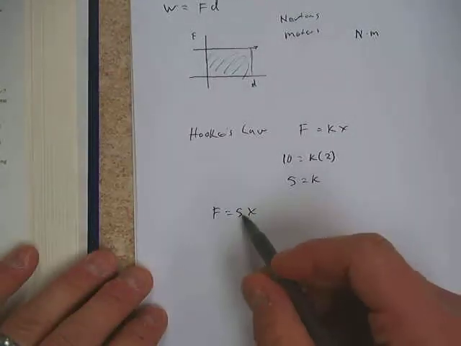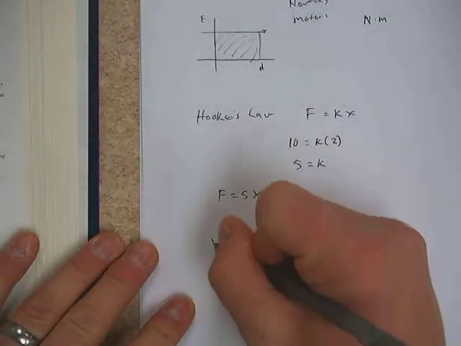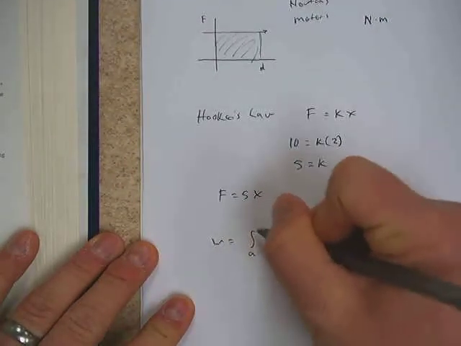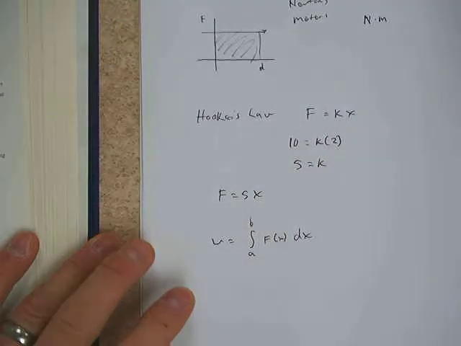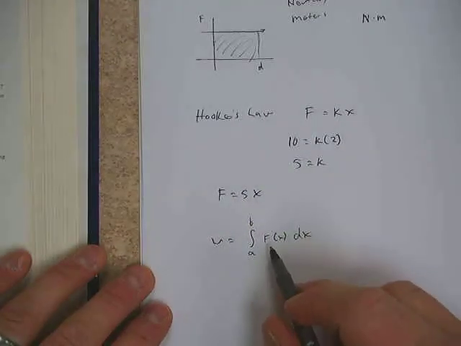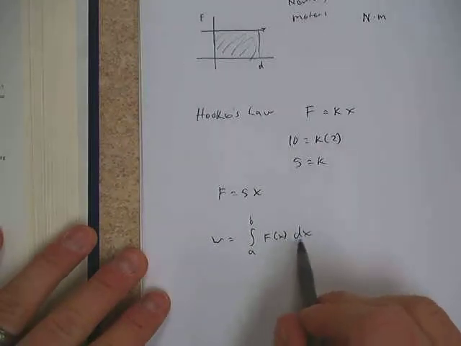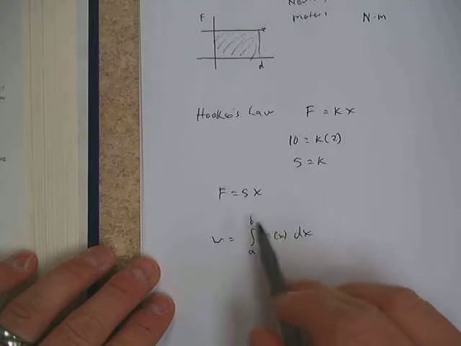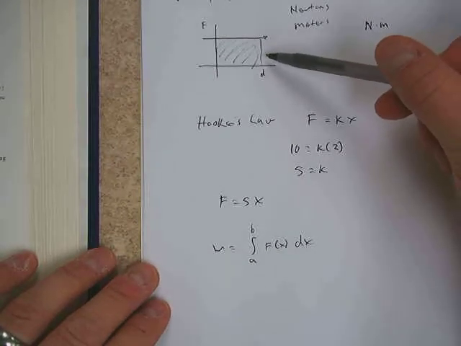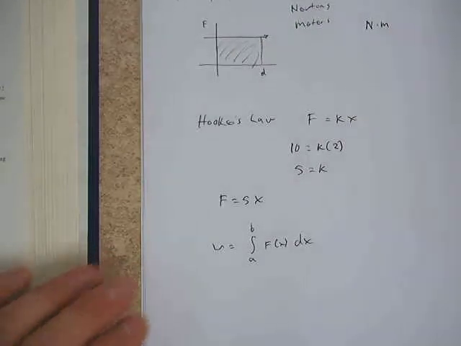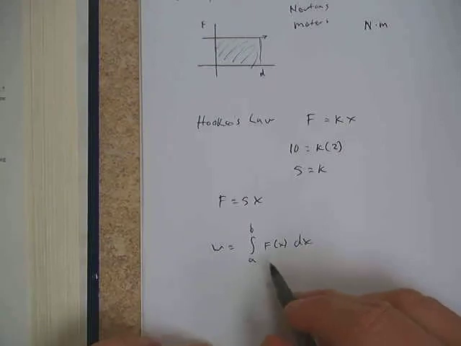And then the next part is, how much work is done in stretching the spring 4 meters beyond its natural length? Ultimately, the work done is going to be the following. When we have a variable force, we're going to look for the area under this curve. We could do it with a triangle at this point because 5x is linear. But in general, let's generalize it and say that work done is the integral from a to b of whatever the force equation is, dx.